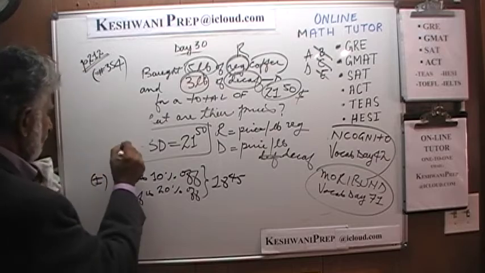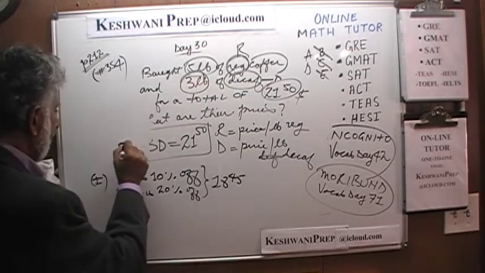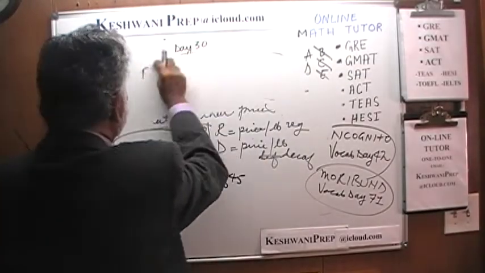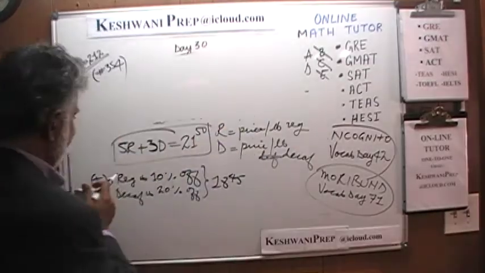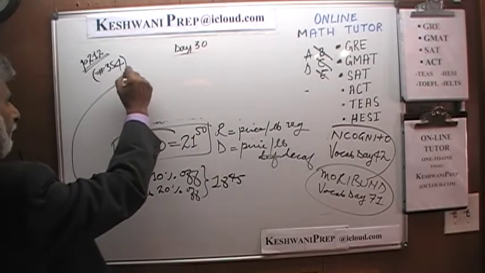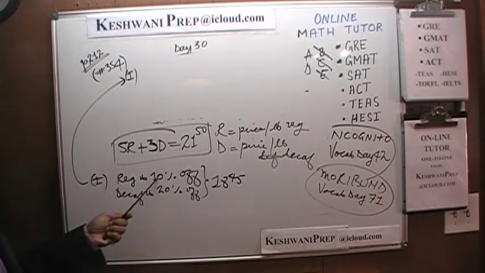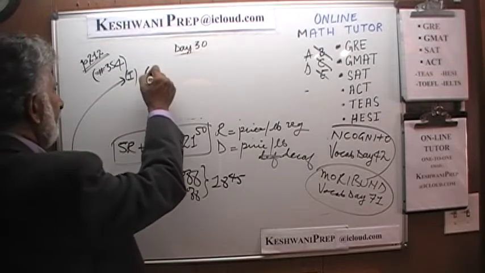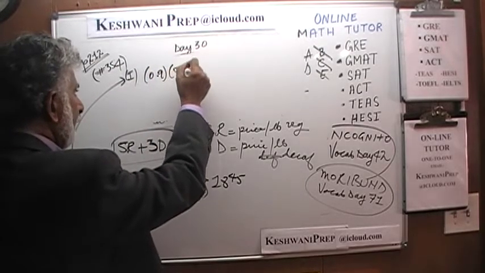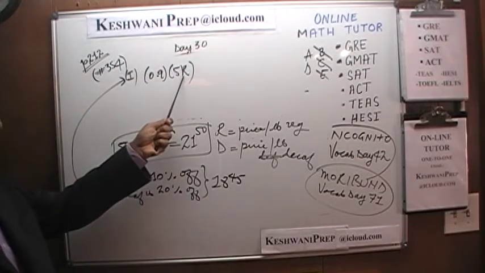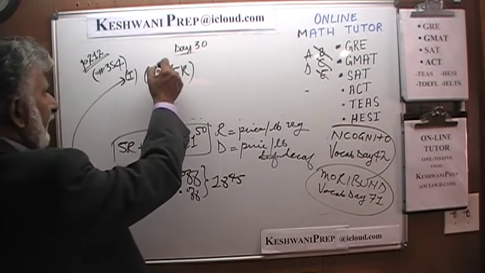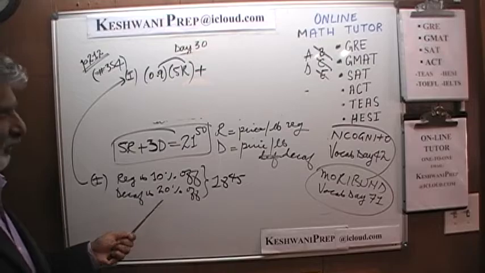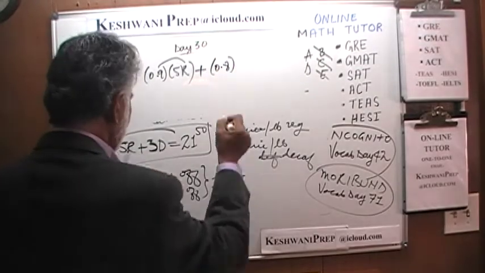Oh, I should have raised this thing. 5R plus 3D. Here's the equation from statement 1. Statement 1 tells us that the regular is 10% off. Whatever the price of the regular is, at 10% off, which means instead of paying 5R, we'll simply pay 0.9 of 5R. R is the regular price, and we're taking 0.9 of it. This 0.9 actually is because it's 10% off. Plus, the decaf is 20% off, which means 0.8 times 3D.